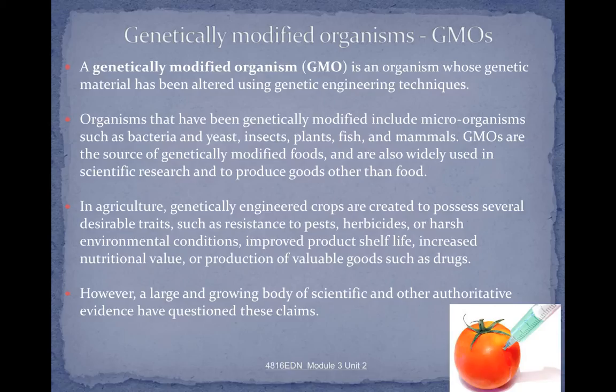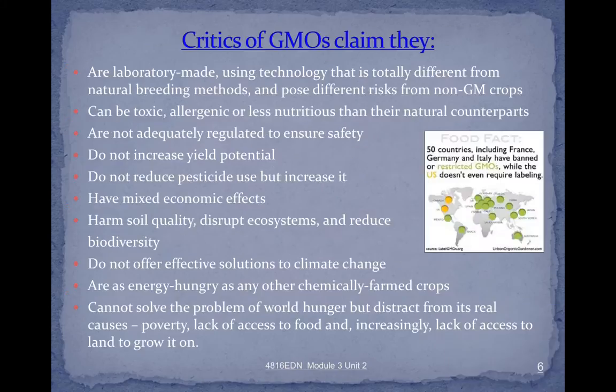There are also good things like golden rice, which was a crop that was genetically engineered to increase the vitamin content in it for people in countries where they were lacking in nutrition. And also it's used to produce goods such as drugs, and again, valuable goods such as drugs. Well, we do know some drugs are valuable and some may not be. However, a large and growing body of scientific and other authoritative evidence has questioned these claims. So let's have a little look here at a link about GMOs, which points out some of the limitations.